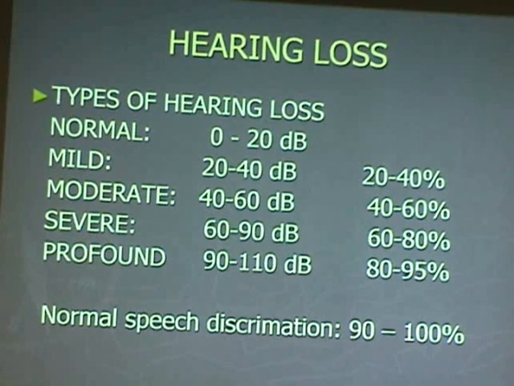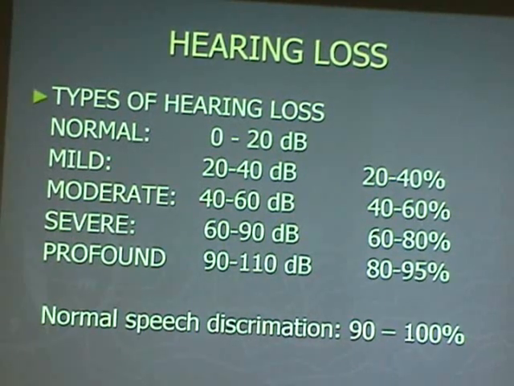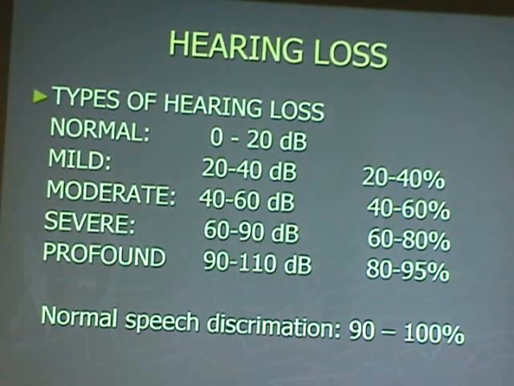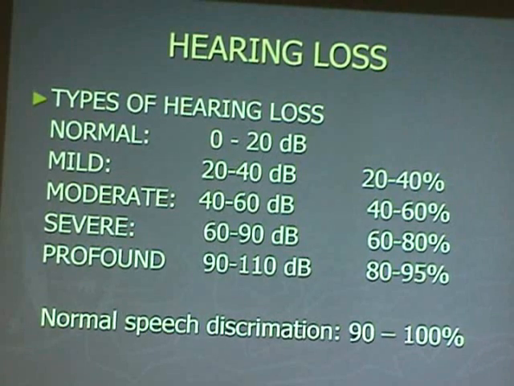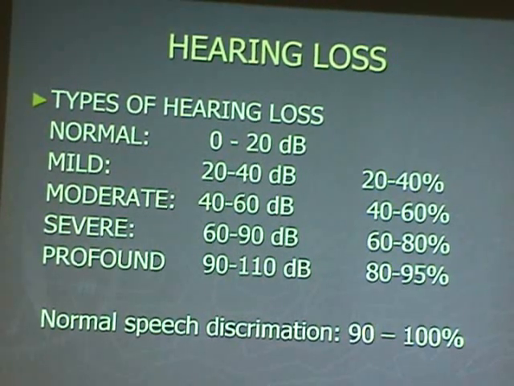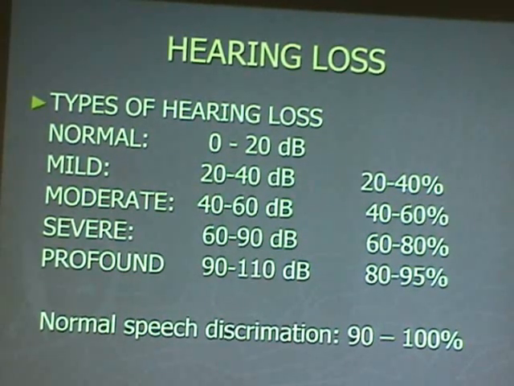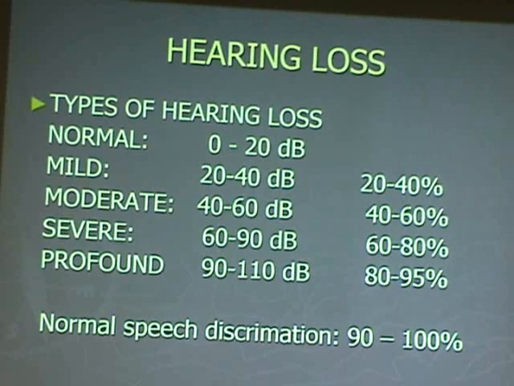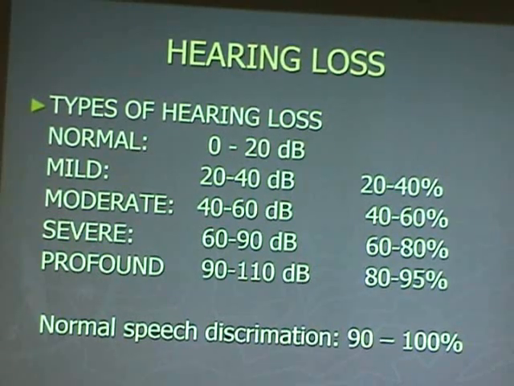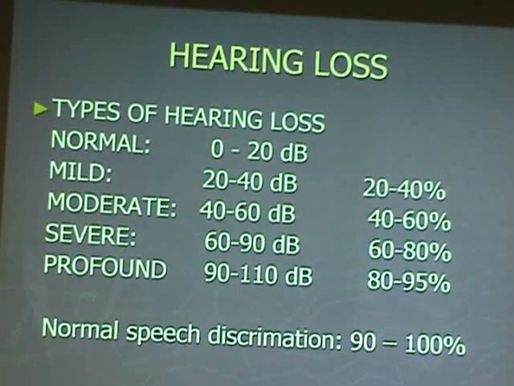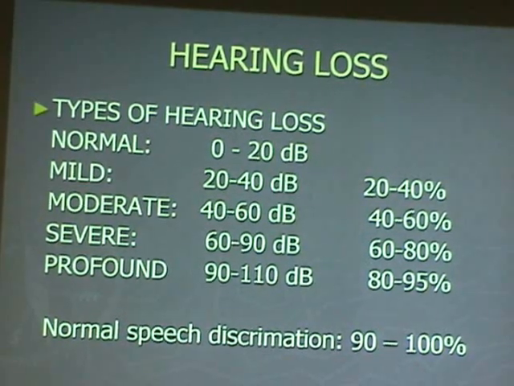And an easy way to remember that is, up to about the moderate degree, the decibels are similar to the percent of hearing loss. People ask, what percent is my hearing loss? If you look at their one ear and it is about 30 decibels in the speech range, then you've got about a 30% hearing loss. When you get into the more severe and profound range, the percentage does not correlate as easily as it does with the decibels.